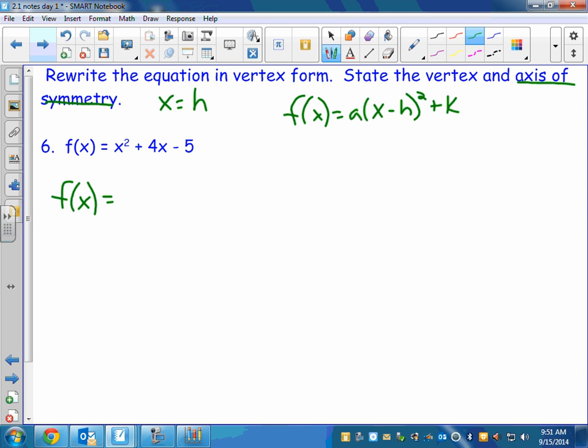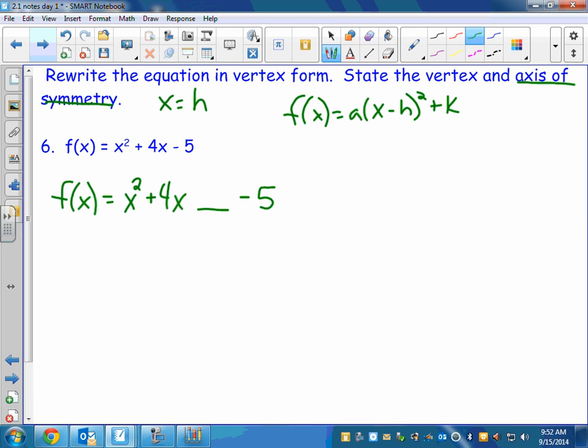Normally when we complete the square, we would add 5 to the other side, but we're not going to add 5 because it has to say f(x). So I always leave a spot to complete the square, and then I kick that minus 5 out to the end. That helps with your k value down there.